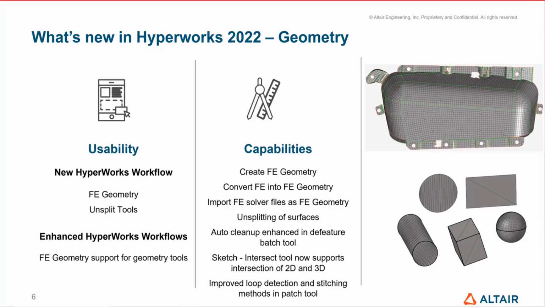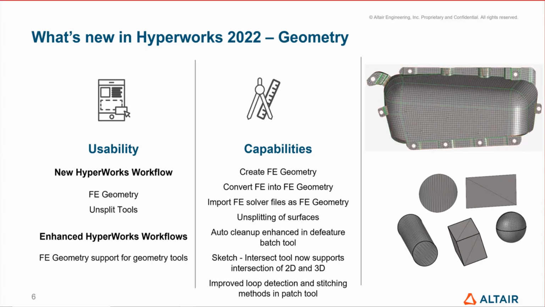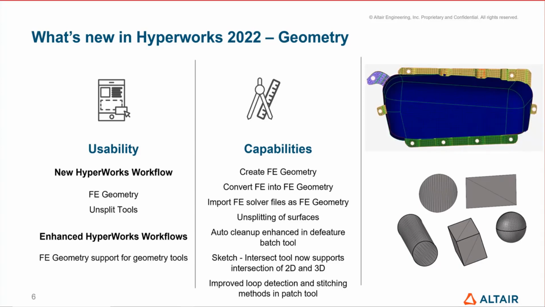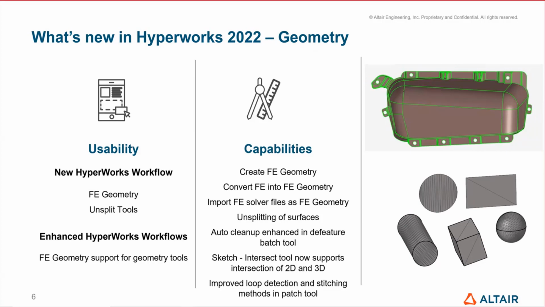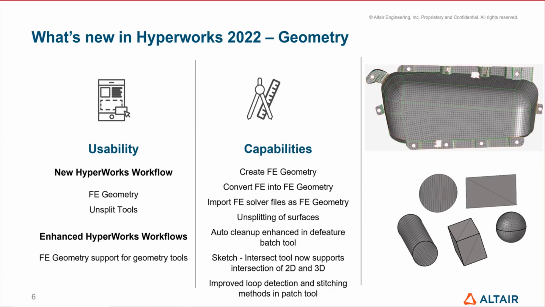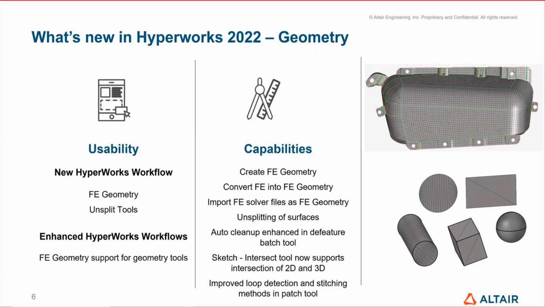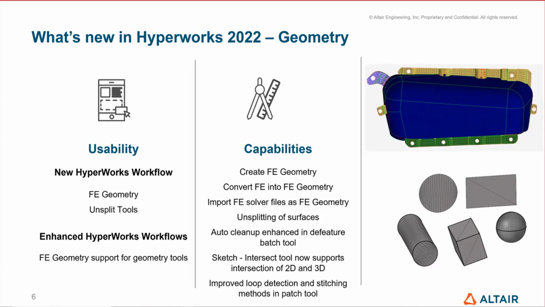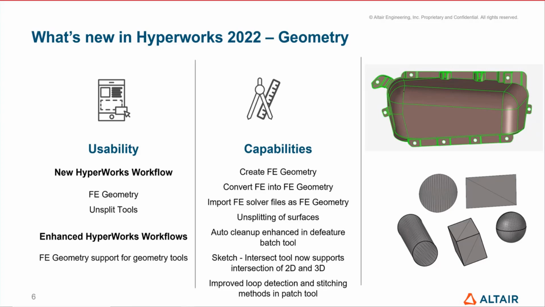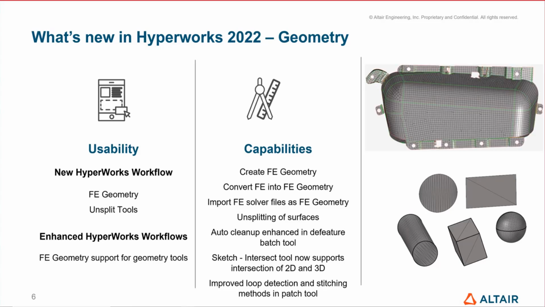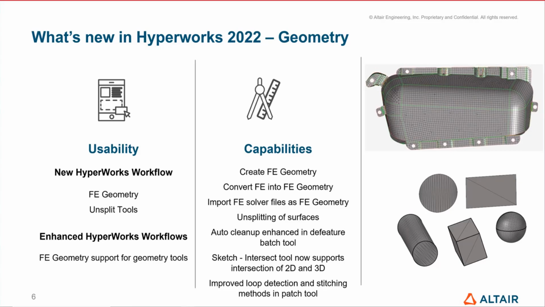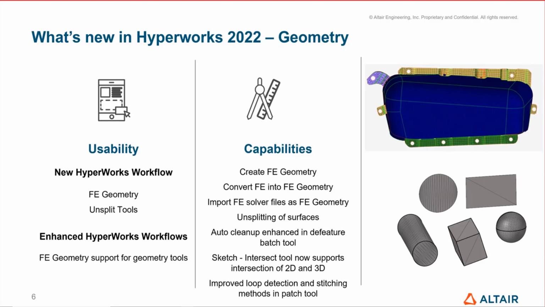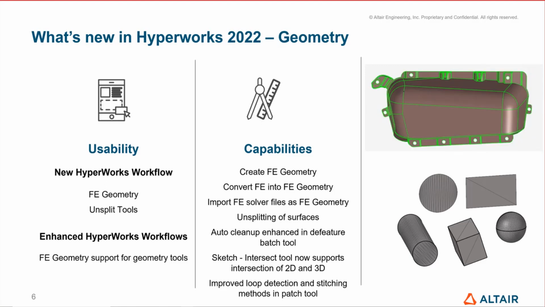From the geometry side, as I mentioned earlier, FE geometry is the biggest enhancement and new feature introduced. Apart from the FE geometry, other features that have been added are the auto cleanup in the defeature batch tool. In the defeature batch tool, you can use the param and the criteria files to do the element auto cleanup of the surfaces as well.